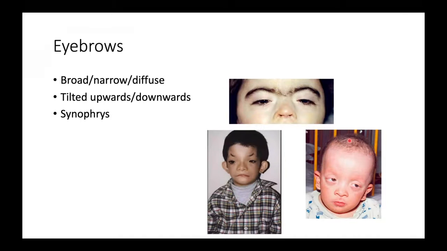Then we're down to the eyebrows. The eyebrows can be broad or narrow or diffuse. They can be tilted upwards or downwards, and they may meet in the midline. And the term for eyebrows that meet in the midline is synophrys. So we can see here that there's synophrys. Do you think there are any other dysmorphisms to see in this top picture?